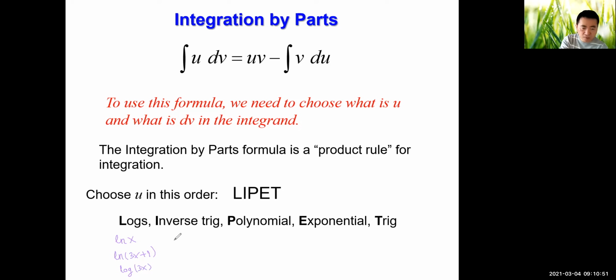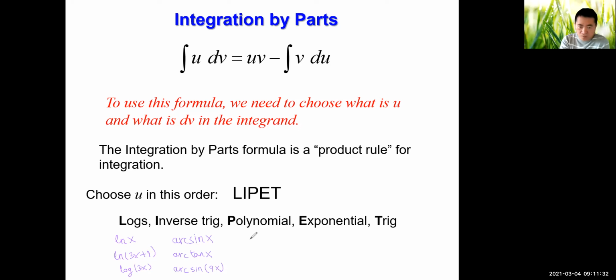For inverse trigs, you often see two types, the arcsine, right? So you might have the arcsine of x, or maybe you have the arctangent of x. So these are the two common ones. And of course, you might have not just x, but maybe arcsine of 9x, or arctangent of 2x, etc.